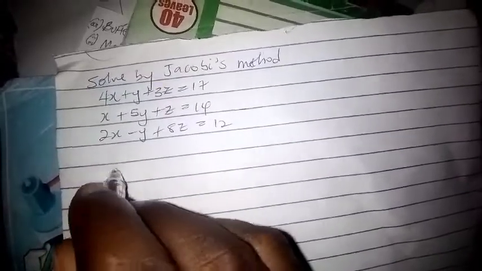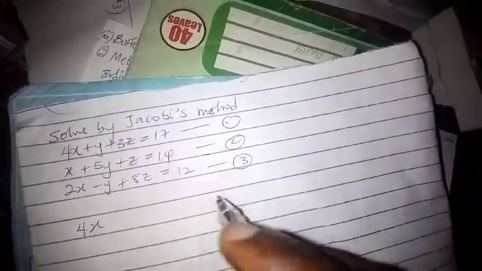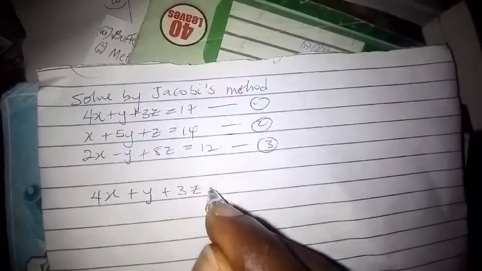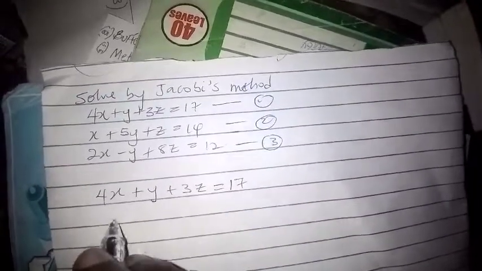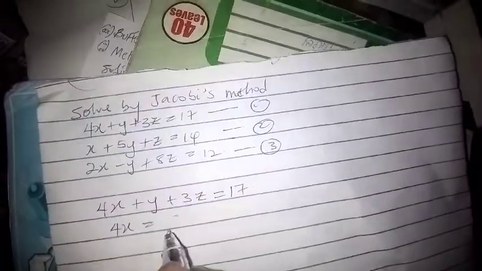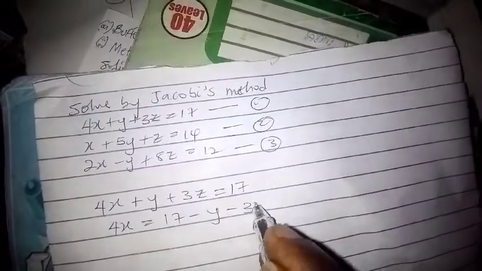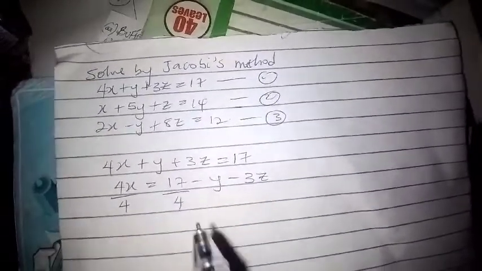Now, picking the first equation, equation 1, equation 2, equation 3. Picking the first equation, which is 4x plus y plus 3z is equal to 17. Now make x the subject of the formula. 4x is equal to 17 minus y minus 3z. Divide both sides by 4.